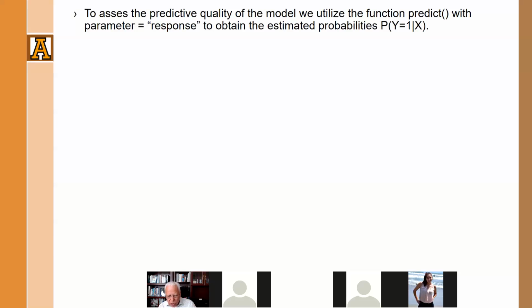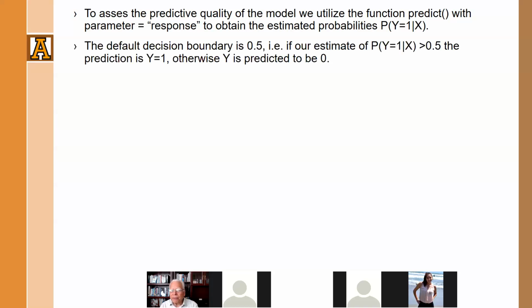Now, to assess the predictive capability of the model, we use the function predict, just as we did in the linear regression case, with the parameter response to obtain the estimated probabilities of belonging to class 1 or class 2. The default boundary is 0.5. It doesn't have to be that. We can change it because we get the probabilities. And we can calculate the ROC curve and the confusion matrix.